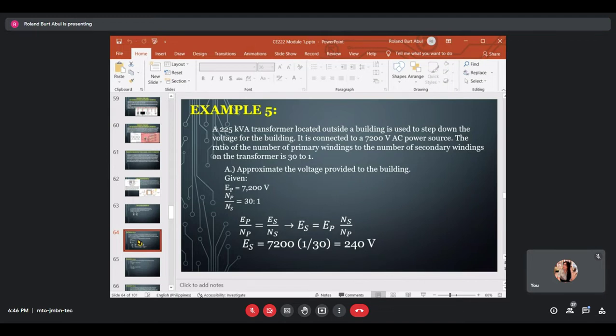So based sa atong example 5, guys, unsay given sa problem? Anyone? Again, based on example number 5, unsay given sa problem? Christian Clint, 225 kilovolts ang reason. Sa pa? 7,200 volts sa AC power source. Unsa man na siya? Asa man na siya nga side? Sa primary ba na or secondary?